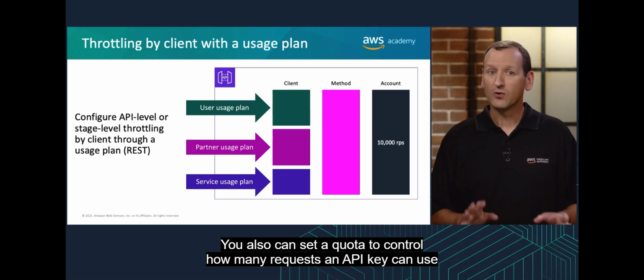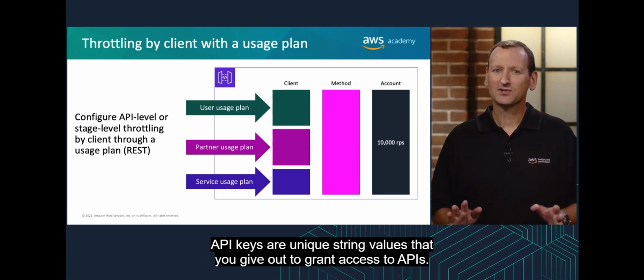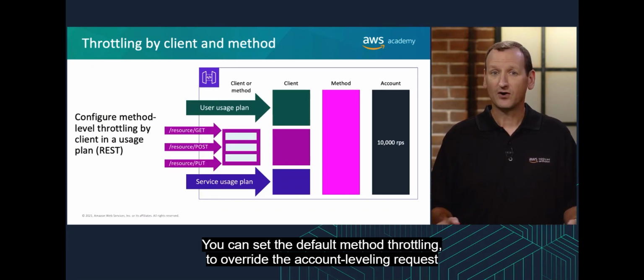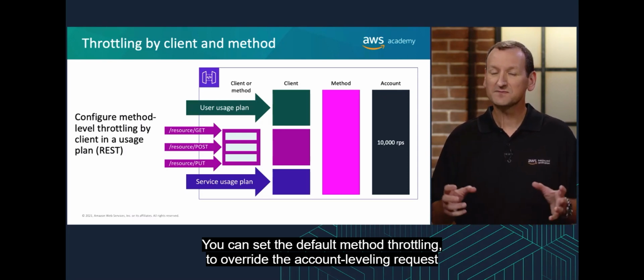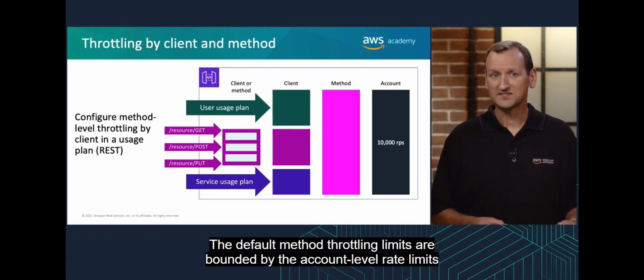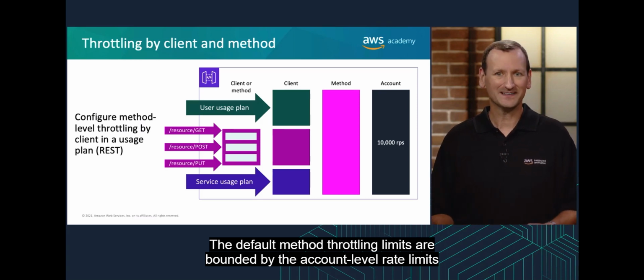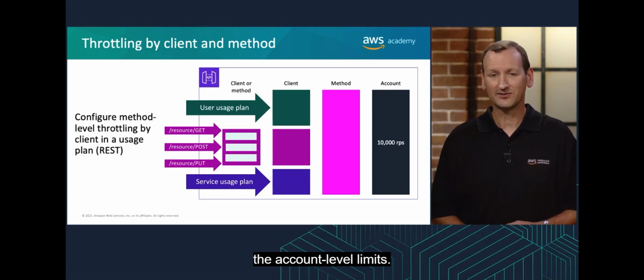You also can set a quota to control how many requests an API key can use within a specific time frame. API keys are unique string values that you give out to grant access to APIs. You can set the default method throttling to override the account-level request throttling limits for a specific stage or for individual methods in your API. The default method throttling limits are bounded by the account-level rate limits, even if you set the default method throttling limits higher than the account-level limits.